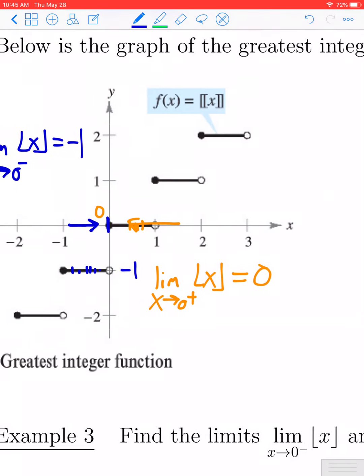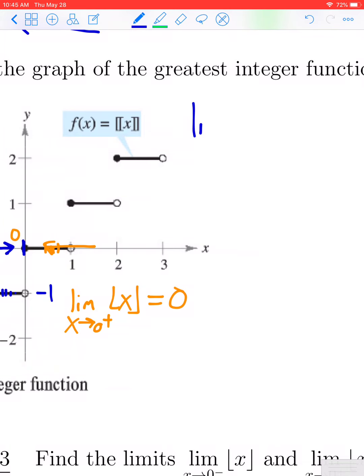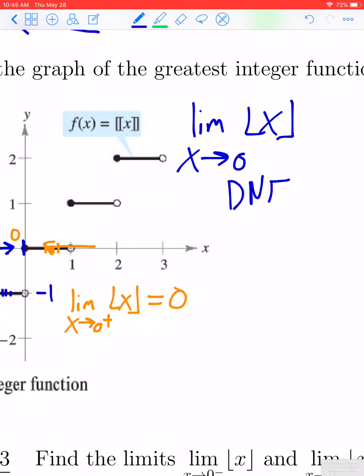This is all the question asked for us, but I'm going to do one more thing. If somebody asked us, what would be the limit as x approaches 0, without any subscripts, of the greatest integer function, the answer would be that that limit does not exist. When we don't put a subscript up top, they're assuming that the limit from the left and the limit from the right would exist and would be equal to each other. But because we get a different left-hand limit than right-hand limit at x equals 0, this limit in general does not exist.